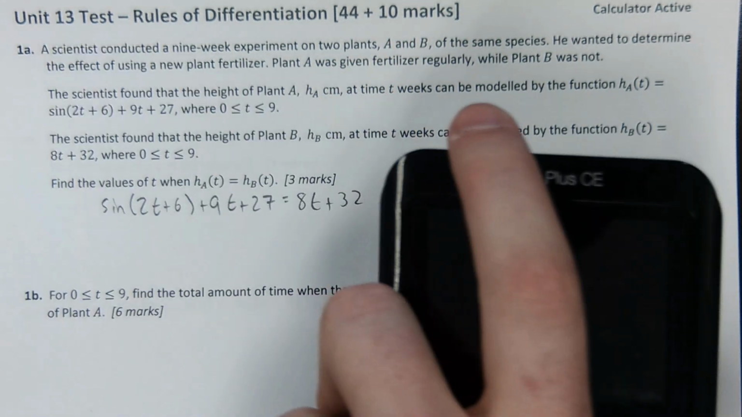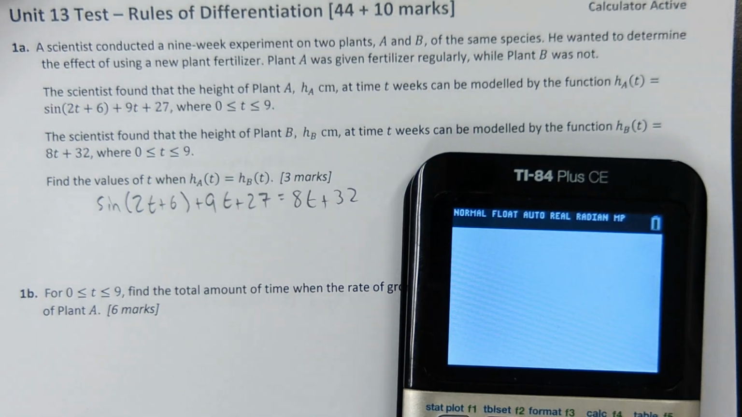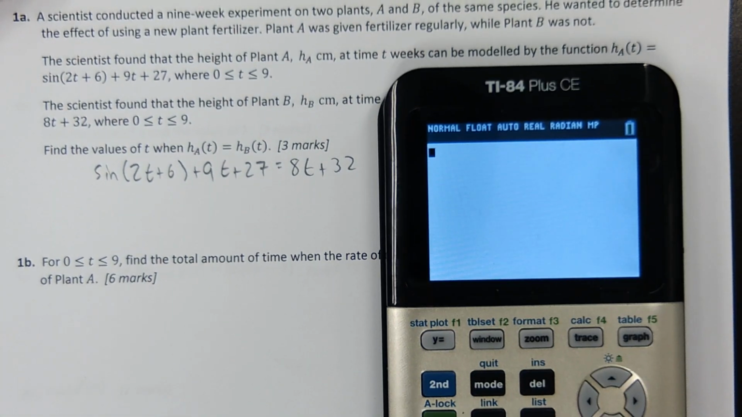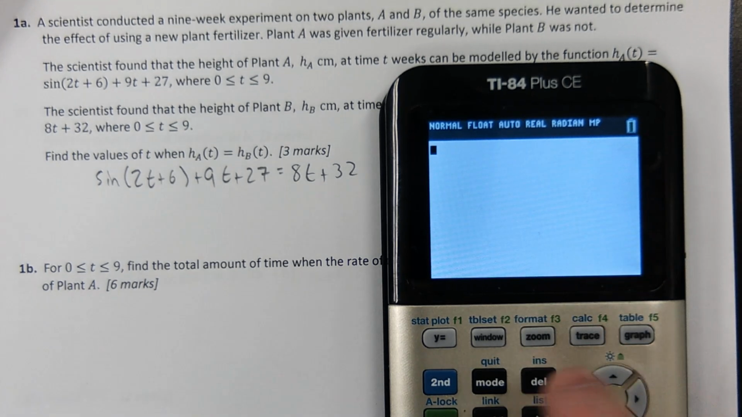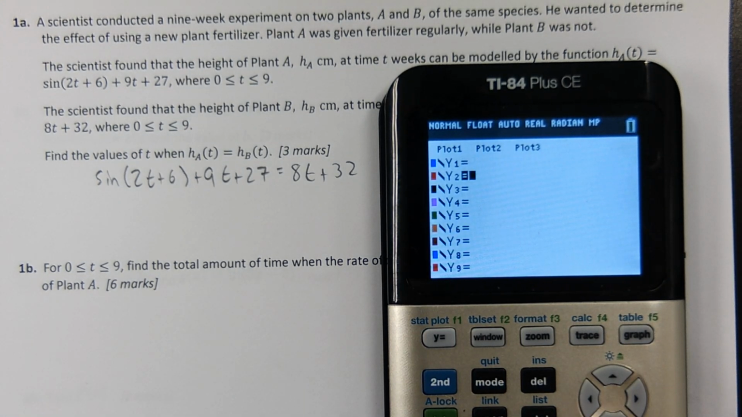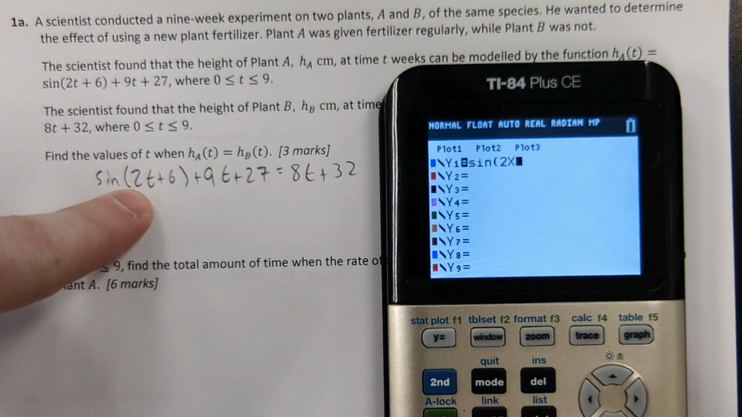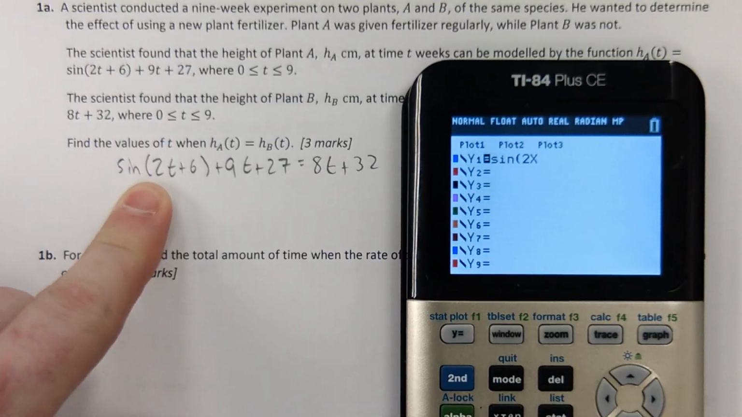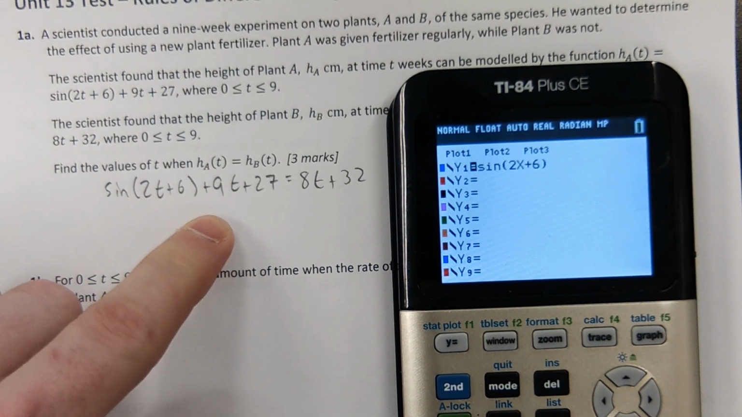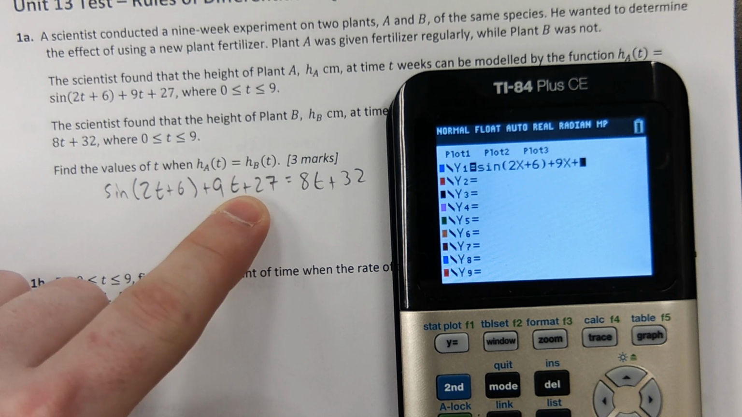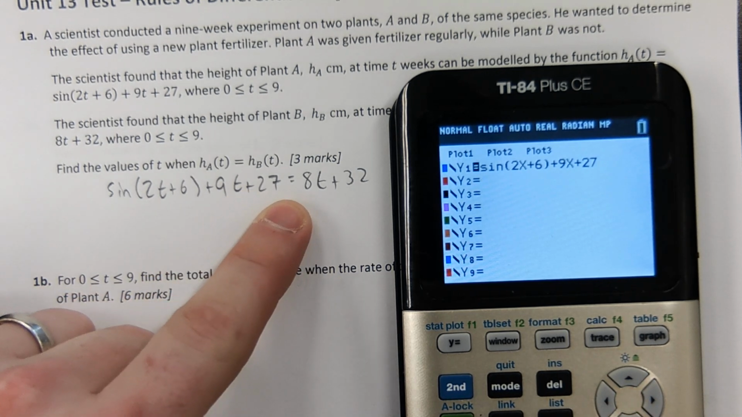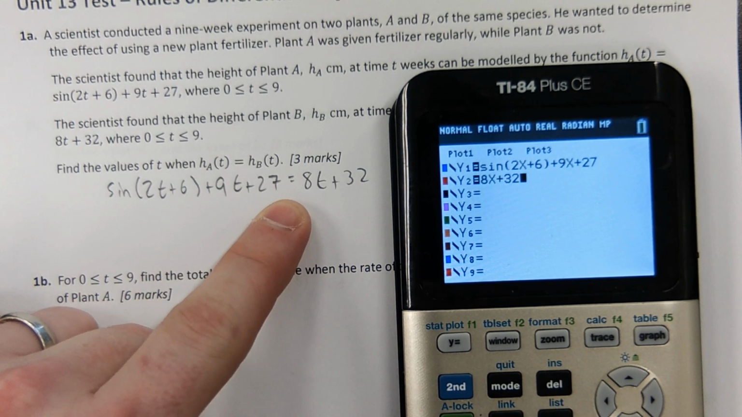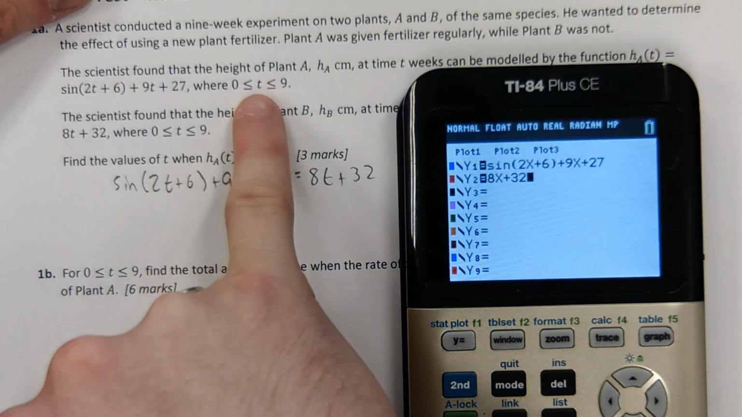Allow me to show you what happened when I tried to do that. First of all, do not ever graph trig in degrees. Make sure you are in radians. I am. Y equals. Let me clear that. All right. Sine of 2x. I know that's a t. You have to use the variable button on your graphing calculators. Okay, sine of 2x plus 6, and then plus 9x plus 27, and we're setting that equal to 8x plus 32. All right, domain is from 0 to 9.